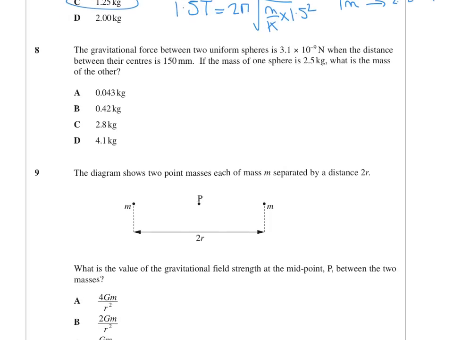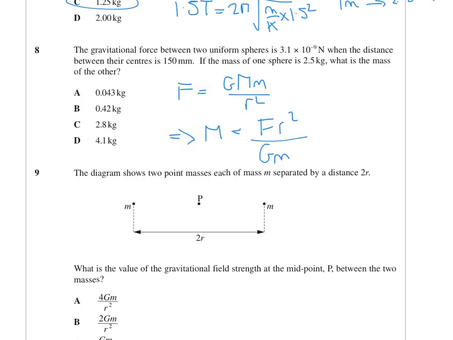The gravitational force between two uniform spheres is 3.1 times 10 to minus 9 newtons, when the distance between their centres is 1.5 millimeters. If the mass of one sphere is 2.5 kilograms, what is the mass of the other? So F is GMm over r squared. So that would mean m would be F r squared over GM. So let's do that calculation.